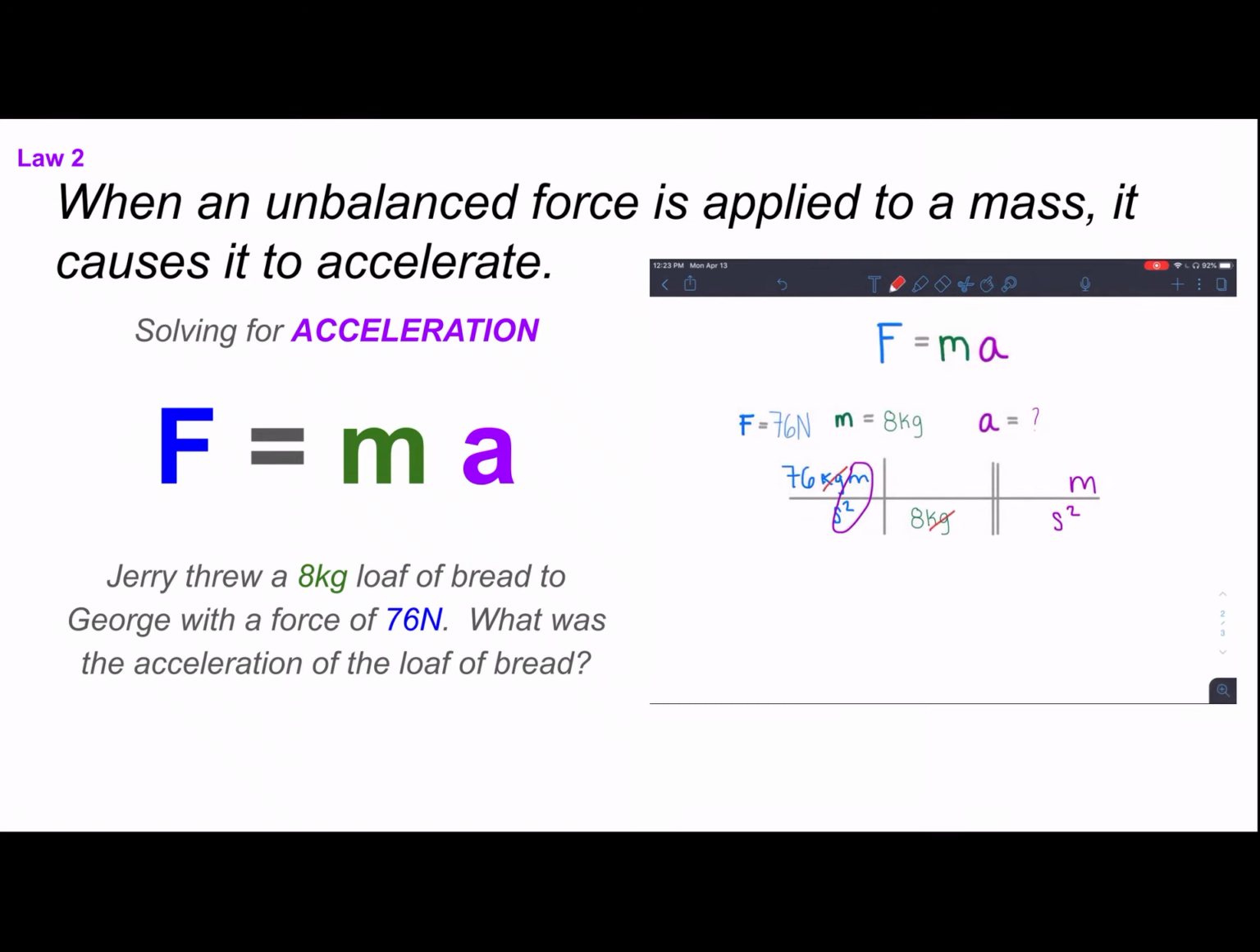Kilograms cancel out. So 76 divided by the mass, or the force divided by the mass, is equal to acceleration. So 76 divided by 8 is 9.5 meters per second squared.